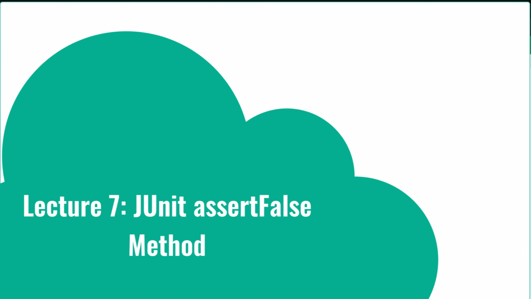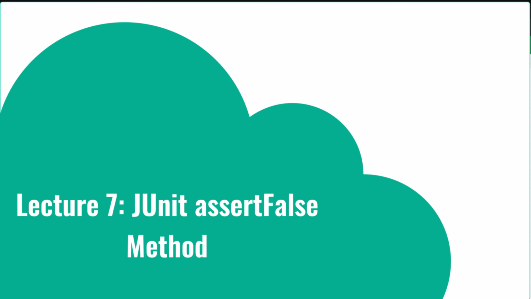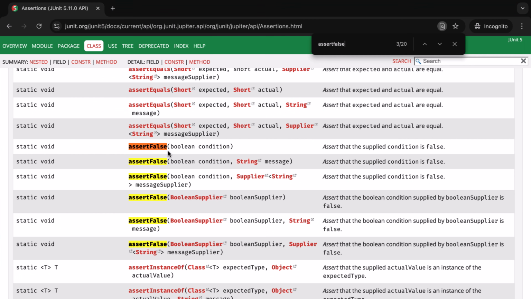Hi everyone, welcome back. In this lecture, we'll take a look into the assertFalse method. So the assertFalse method works exactly opposite to the assertTrue method, which we discussed in the previous lecture. So notice here, assertFalse is a static method in the Assertions class. Next, the assertFalse method verifies that the supplied condition should be false.